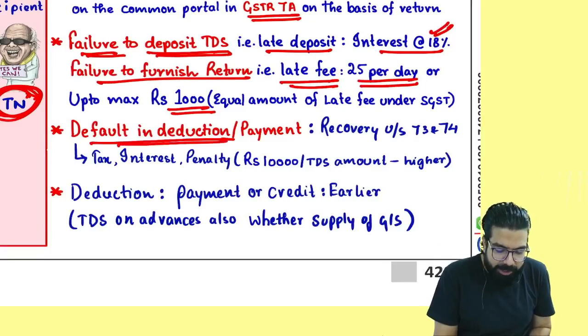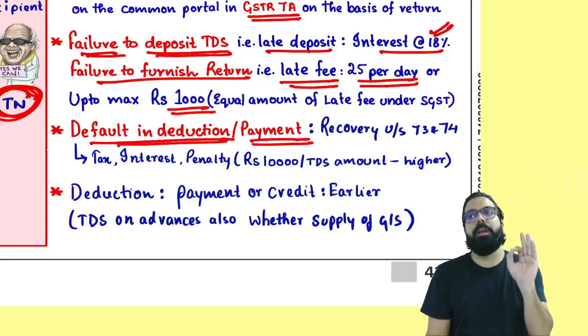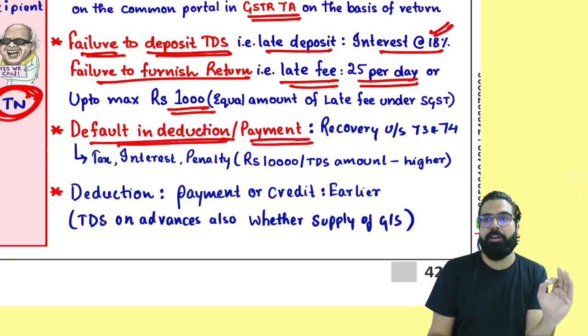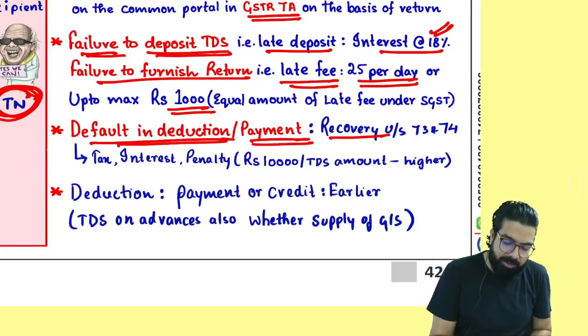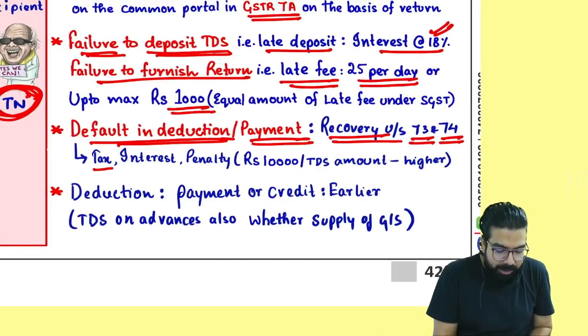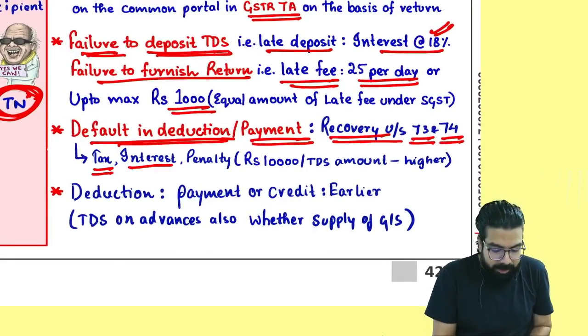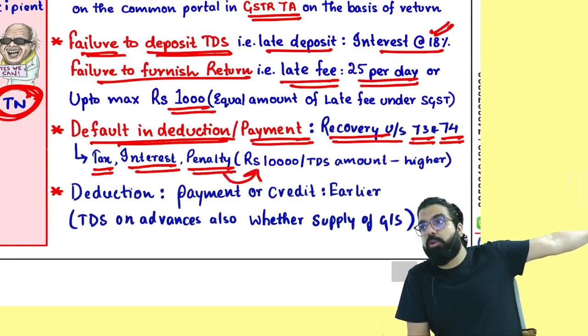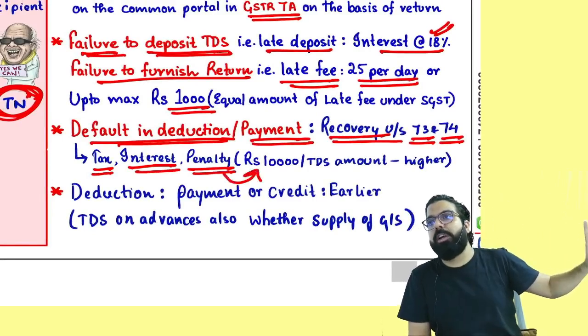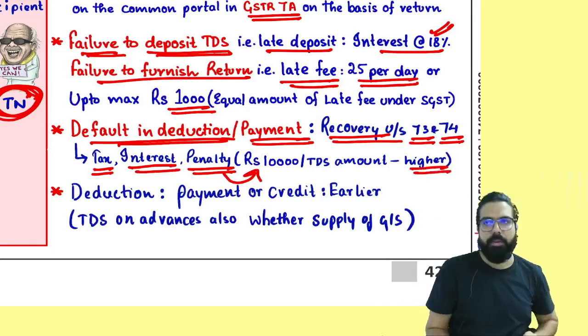Default in deduction or payment. Always remember, if the government department did not deduct or defaulted, recovery will start under section 73 and 74. They will recover the tax which is not deducted plus the interest plus the penalty. And penalty under section 122 is 10,000 or the TDS amount, whichever is higher.